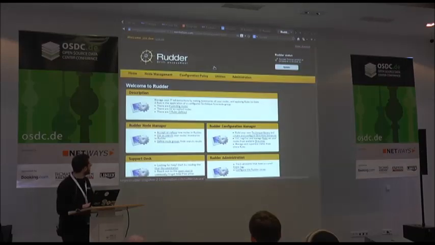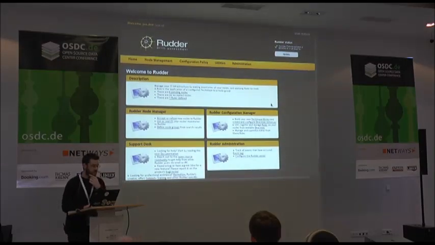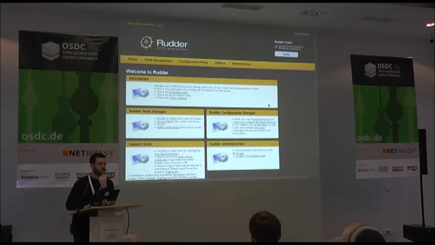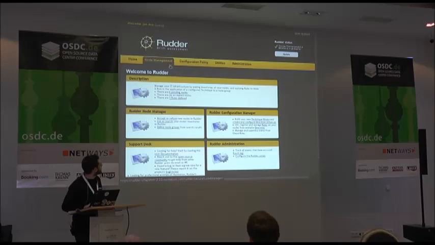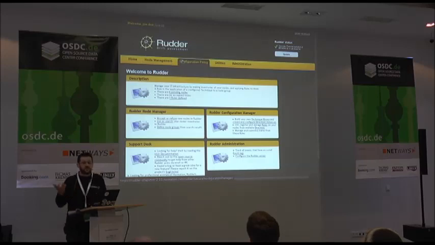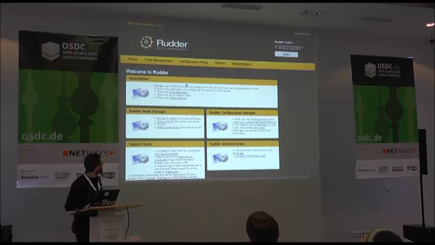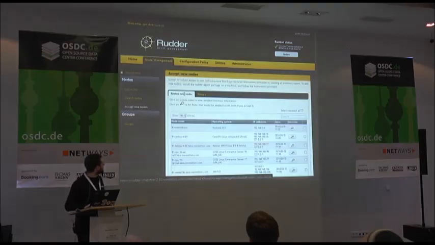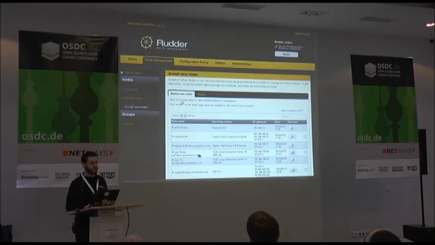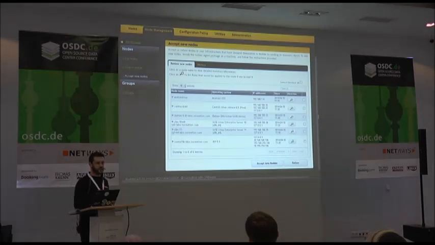OK, so this is a Rudder interface. It's one of the test environments we use in my company. You basically have two big parts in Rudder. One is node management, which allows us to see information about the machines we're running. And the other one is config policy, which is configuration management. And then the other two are administering Rudder. So in this particular case, we have 6 nodes that are waiting to be managed by this server. These are machines that have got the Rudder agent installed and have run an inventory and said, hey, I want to be managed. Please manage me.